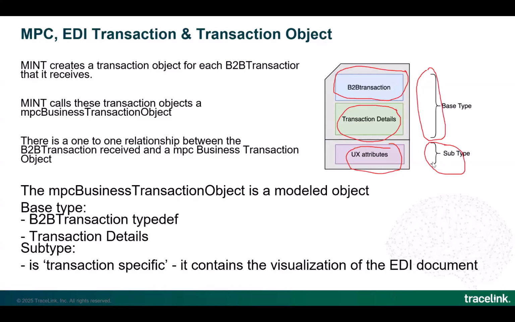Now, this subtype is the actual representation of the document on the user interface. This is what tells the system that it is a purchase order for external manufacturing or a purchase order for commerce and so on, right?